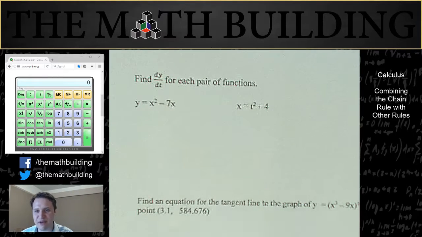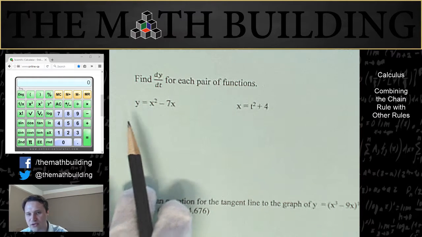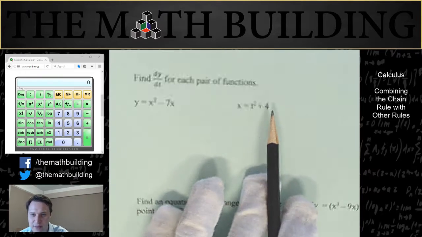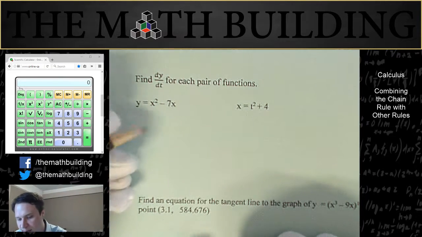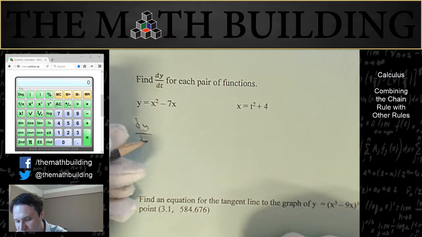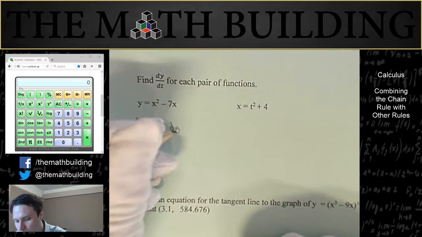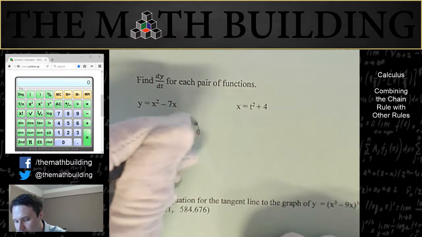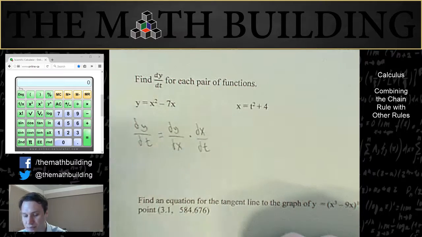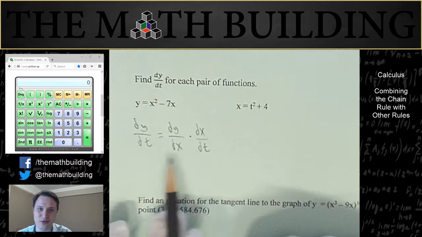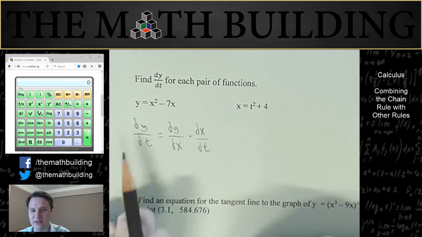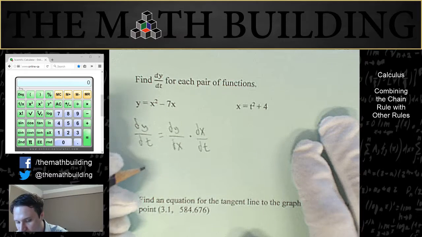So we're going to find dy dt for the pair of functions. And notice that I have y in terms of x, and I have x in terms of t. So I don't have y in terms of t. And so I just don't have that, so I'm going to use the Leibniz notation. What I do have is the derivative of y with respect to t would equal dy dx times dx dt. So if I multiply the derivative dy dx times dx dt, these are related rates, and that would give me dy dt.